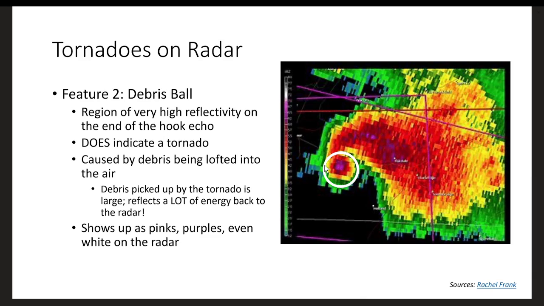It's because debris is lofted in the air, picked up by the tornado, and it's large, so it reflects a lot of energy back to the radar. It shows up as pinks, purples, and even white on radar. So you can see there's really high DBZ, and it doesn't really match up. It's higher DBZ back here than it is in the forward flanking downdraft. And you would expect the forward flanking downdraft to have more reflectivity than the rear. Because there's more reflectivity in the rear, it's probably mixed in with other things. So there's probably a tornado here.